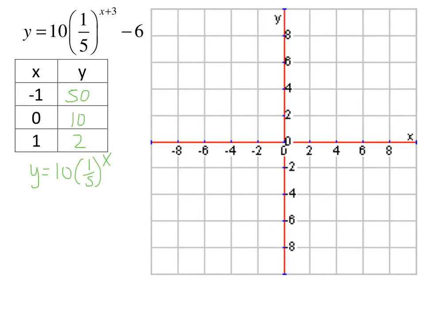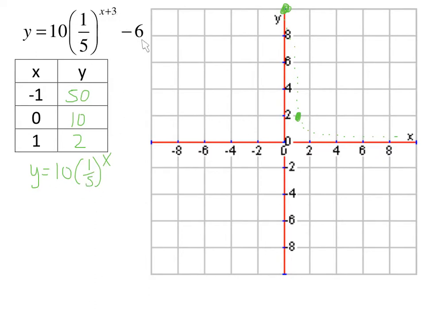Now we're going to graph this green graph over here. Negative 1, 50 would not fit, so let's just do (0, 10) and (1, 2). So let's do (0, 10). That's right there. And (1, 2), be careful, we're going by 2's here. (1, 2) looks like it's right there. My graph will look something like that. That right there, the little green, is my exponential decay graph for just this.